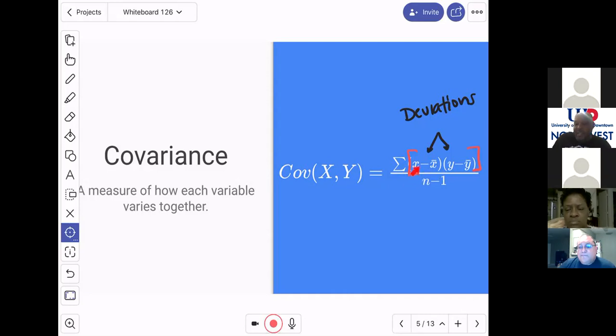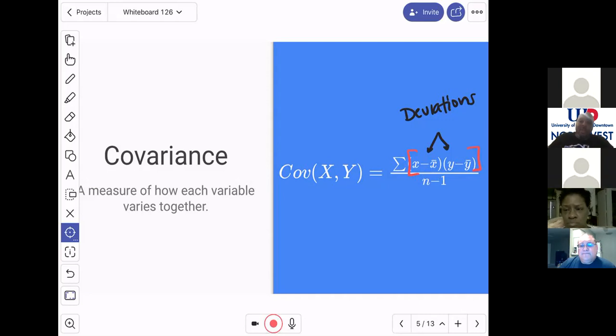Now, if x is positive though and y is negative, what am I going to get? A negative. It's an inverse relationship. It's going to tell me that it's an inverse relationship. And if x is negative and y is positive, then I'm still going to get another negative. So that's how this covariance works.